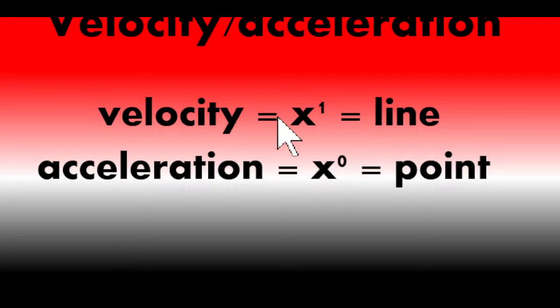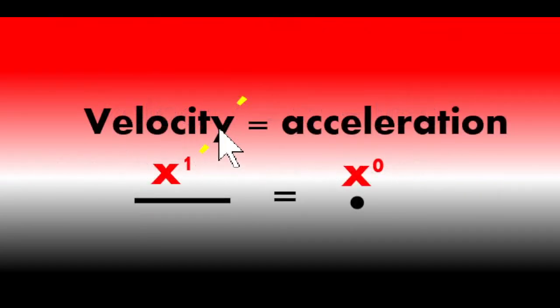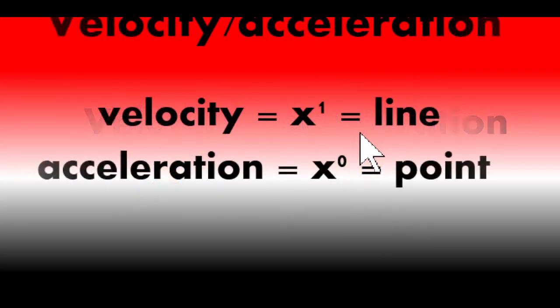Okay, so I said velocity is a line, right? And acceleration is a point. I just showed you the math there. I'm saying the derivative of velocity: if you take the derivative, that one down here changes to make it 0. That'd be a point. So that's how you get acceleration, it's the derivative of velocity, right? Acceleration is a point. Okay, let's see what that means.